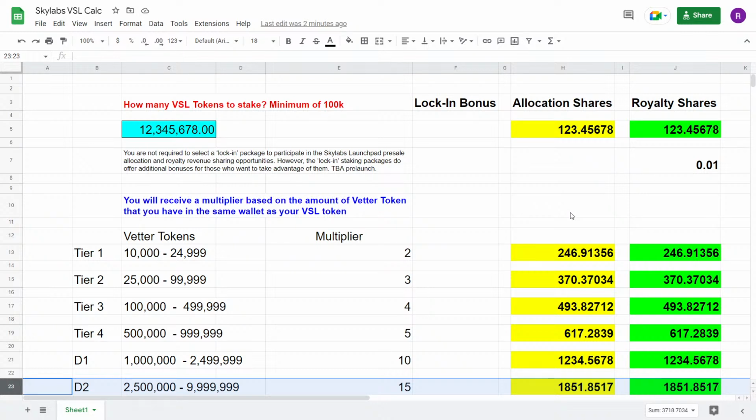So, anybody else have any questions on that? Phyllis and John, thank you for bringing that up, the difference between allocation shares and royalty shares. Does that make sense? Does anybody have any other questions?